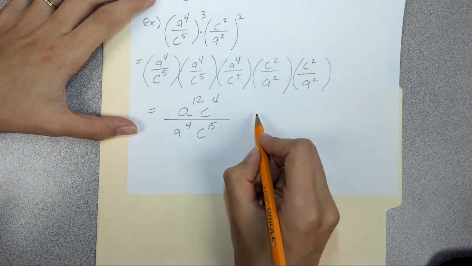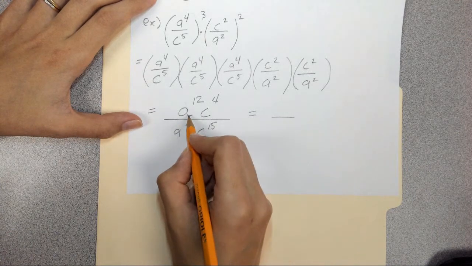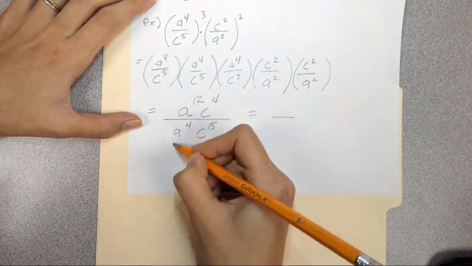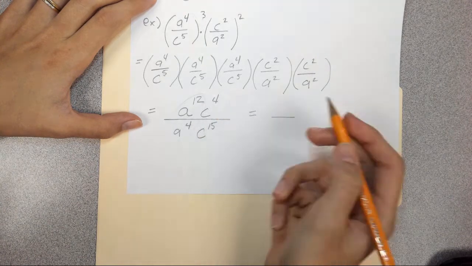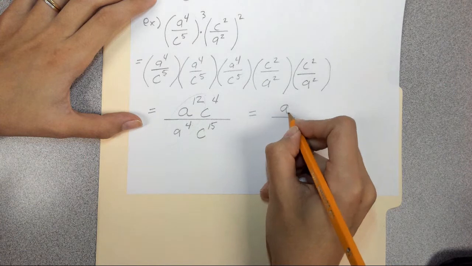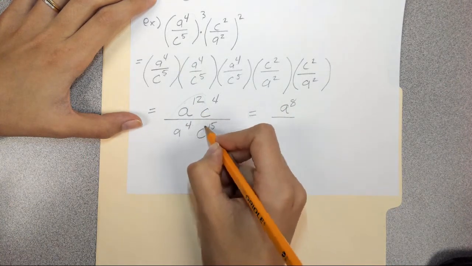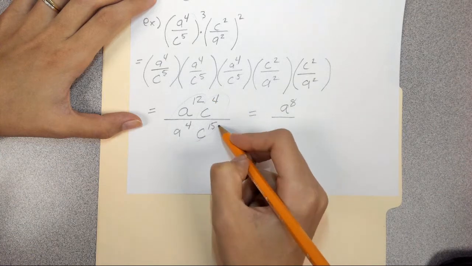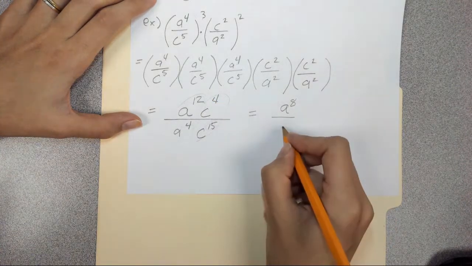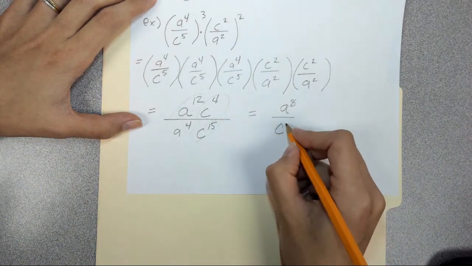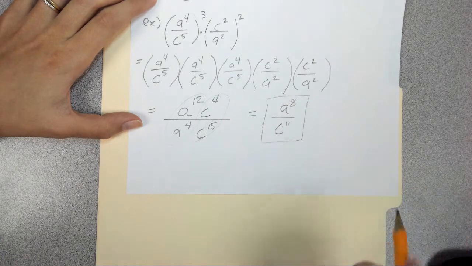Now I can simplify this further. Let's look at just the a's first. I have more up top, so I write the difference in the exponents on the top. 12 minus 4 is 8. For the c's, I have more on the bottom when I compare the c's. So I write the difference between 15 and 4 on the bottom. And this is it fully simplified.